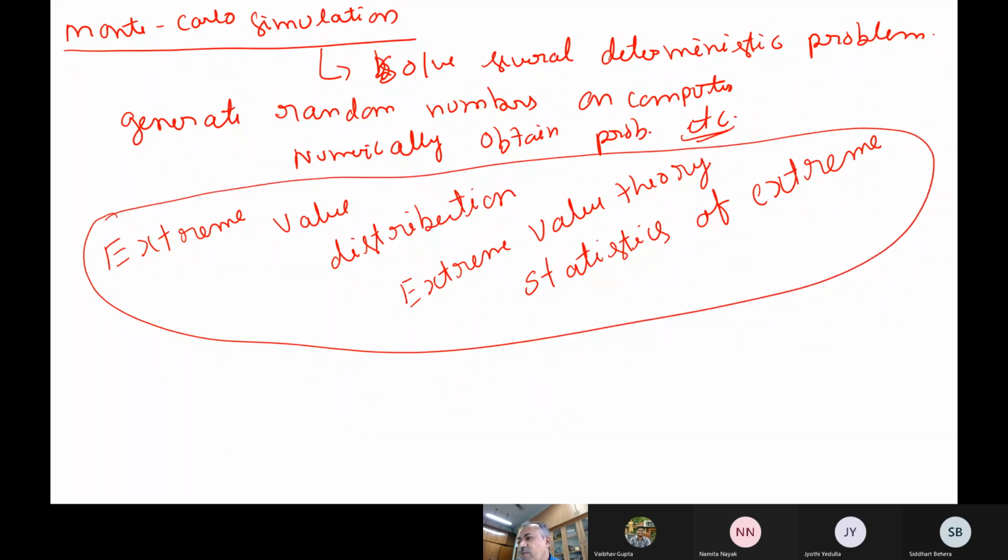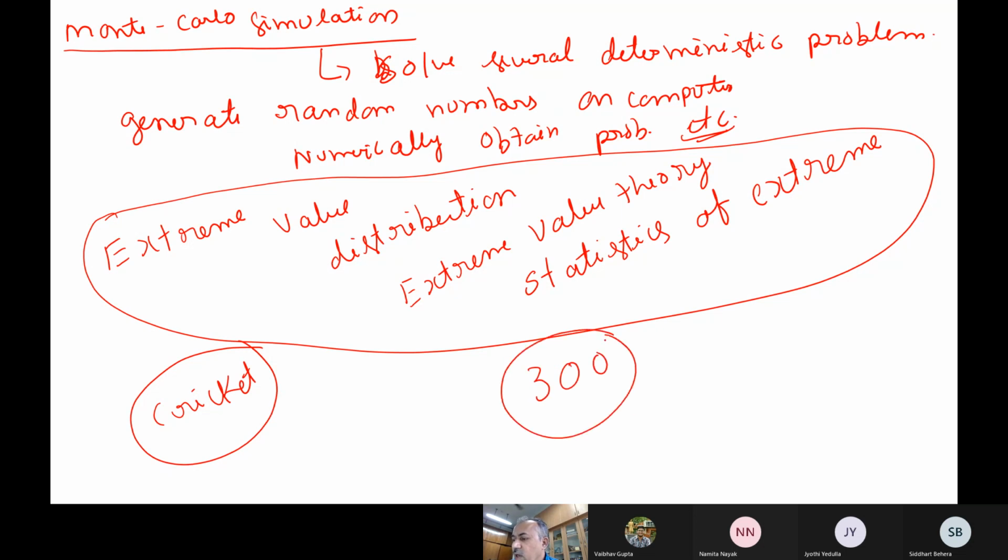When you are looking at extreme values, for example in sports like cricket, take Virat Kohli or any batsman. You know how many runs he has scored. Let us say he has played some 300 or maybe 400 matches, so you have all his data, the runs scored in each match. Now this 300 samples is there.